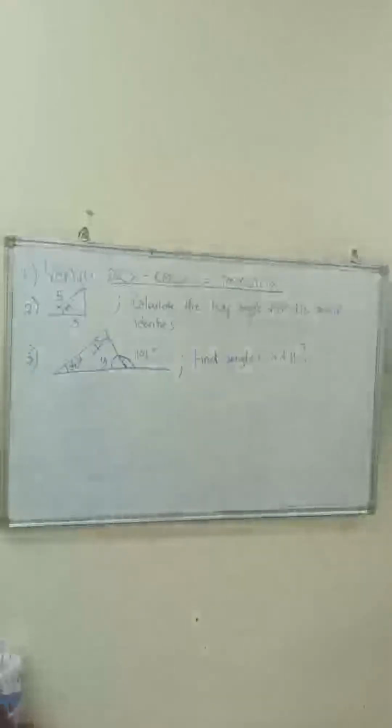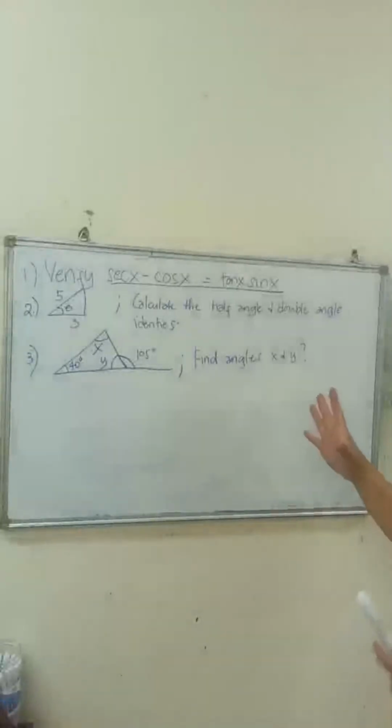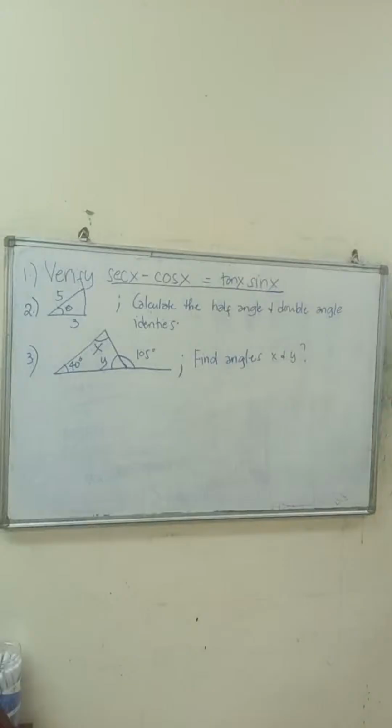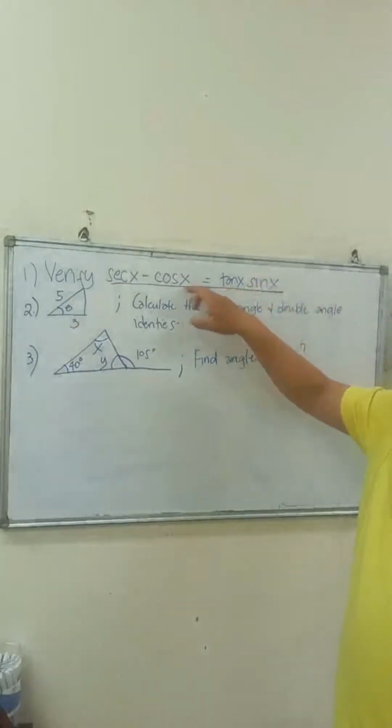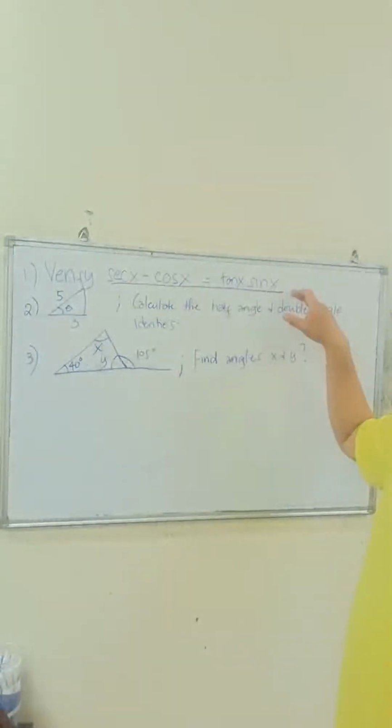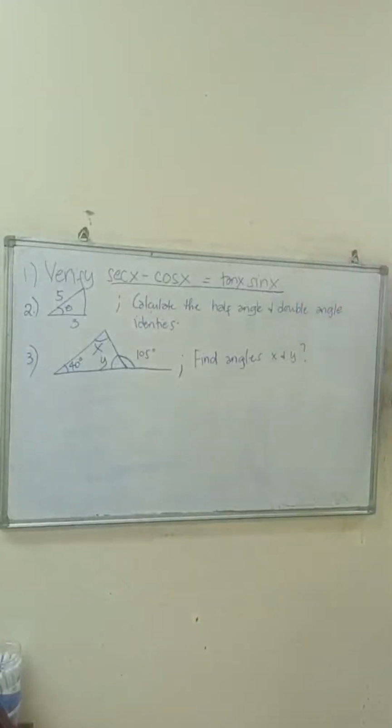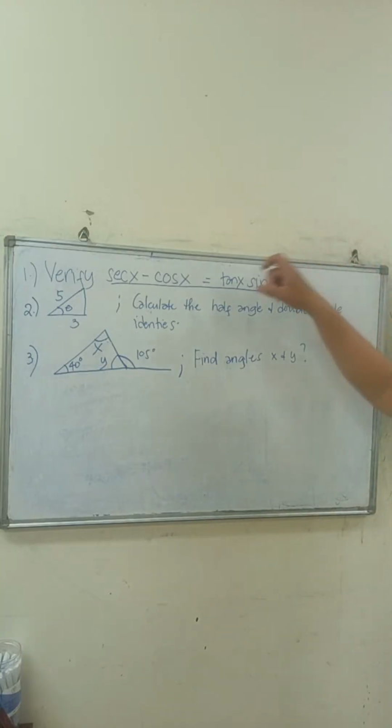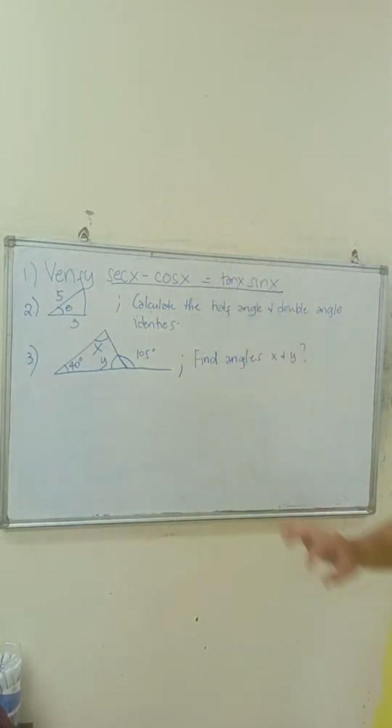Since our first objective here is to convert these into sines and cosines, we ensure that the left side will be equal to the right side. You don't need to change the right side. There are cases where you do, but most of the time you don't. You need to make the left side equal to the right side because of the sign of equality.